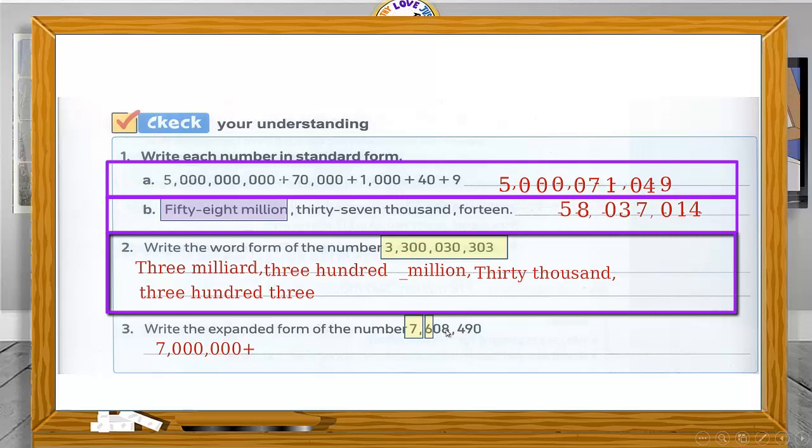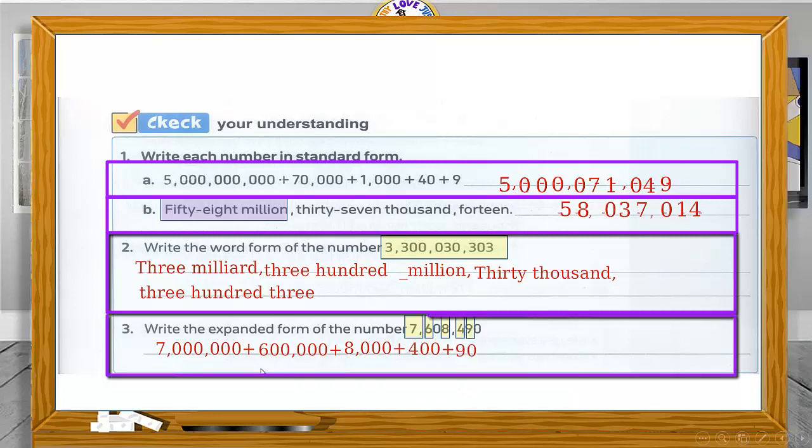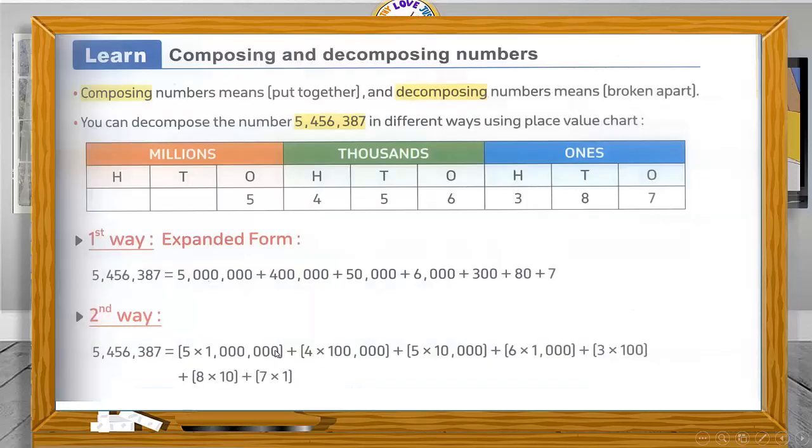8. 8,000. Yes, 8,000. Next digit. 4. 4 what? 400. 4 and 2 zeros. 9. 90. Now we finished writing the number in expanded form.